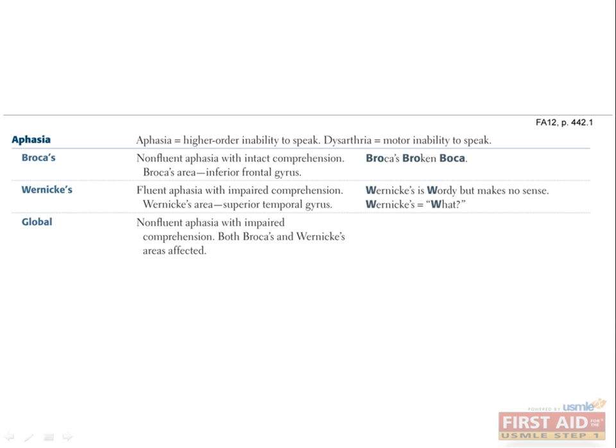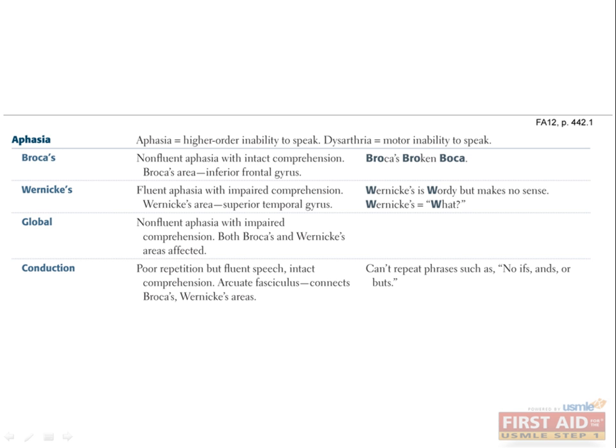Global aphasias occur when both the Broca's and Wernicke's areas are affected, as in a large MCA infarct affecting both the superior and inferior divisions. Conduction aphasias refer to a patient with normal fluency and comprehension, but impaired repetition. This type of aphasia is caused by any lesion along the arcuate fasciculus, the pathway that connects Wernicke's to Broca's.